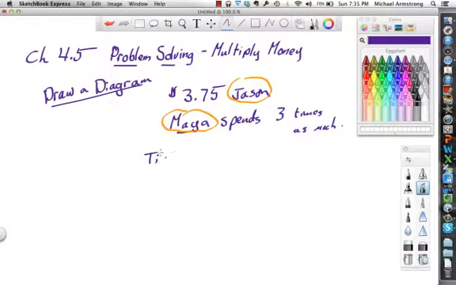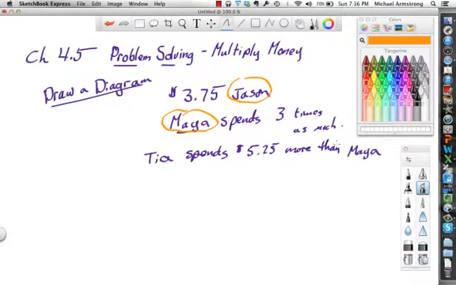How does she spell her name? T-I-A. Well, that was easy. Tia spends $5.25 more than Maya. So we know how much Jason spends. We don't know how much Maya spends. We don't know how much Tia spends, but we can find out how much each of them spends by starting with what Jason spends and working up to it.